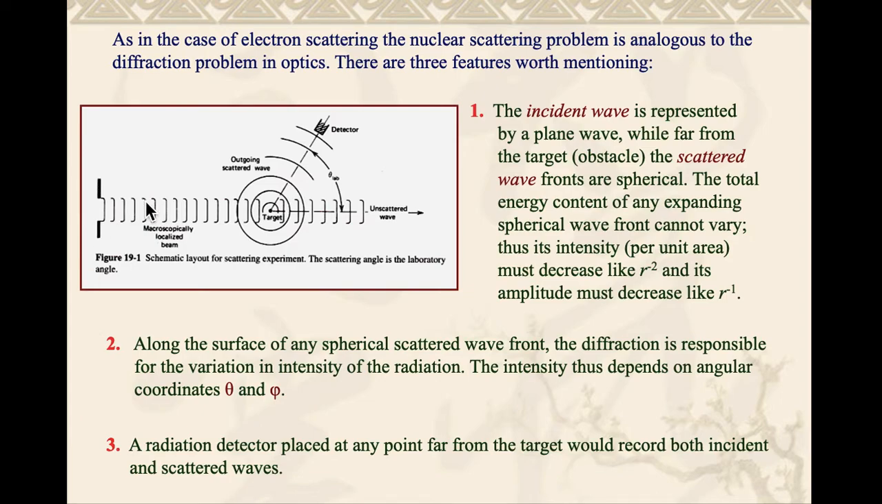As in the case of electron scattering, the nuclear scattering problem is analogous to the diffraction problem in optics. There are three features worth mentioning. The first one, the incident wave is represented by a plane wave. This is the incident wave. So, we can consider it as a plane wave because, suppose the source is at a large distance, you can consider it as a plane wave while far from the target. The scattered wave fronts are spherical.